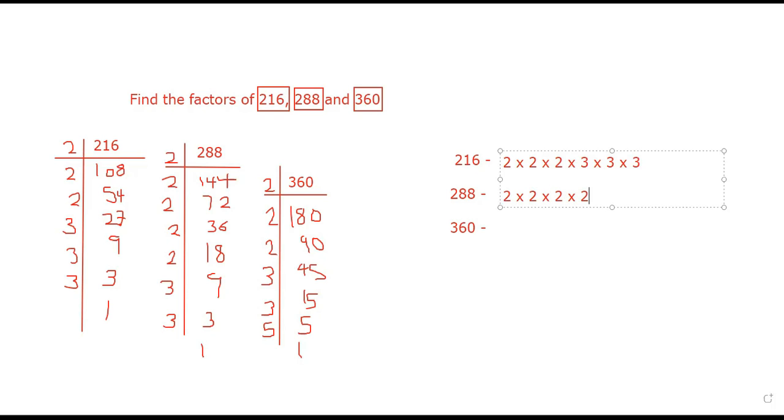There are 4 2's there. So I have 1, 2, 3, 4, 5. Okay, there are 5 2's times 2 times 3 times 3. Go to the third one. 2 times 2 times 2 times 3 times 3 times 5.